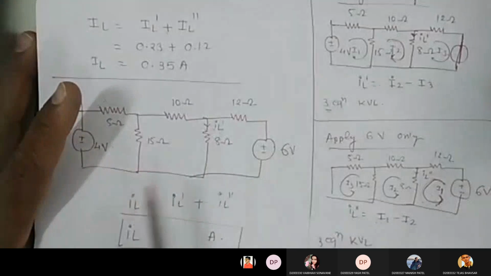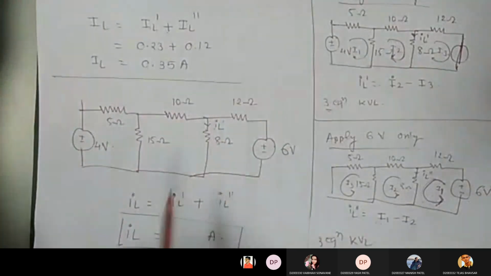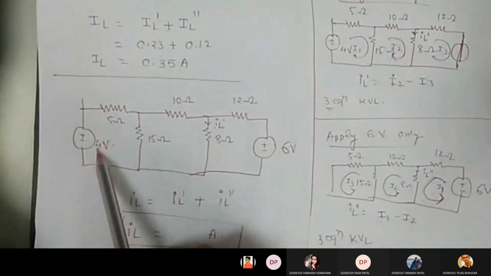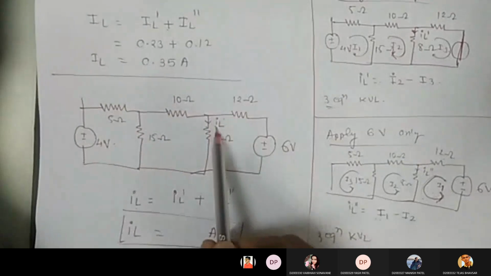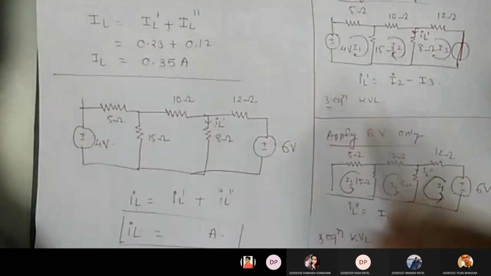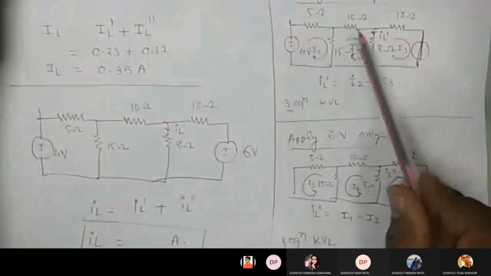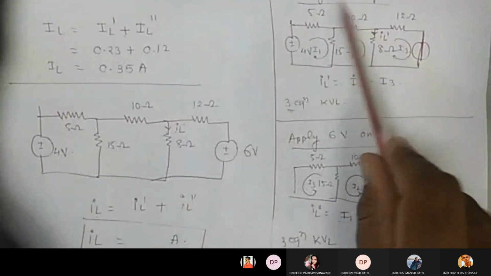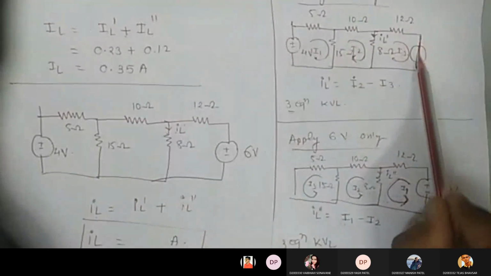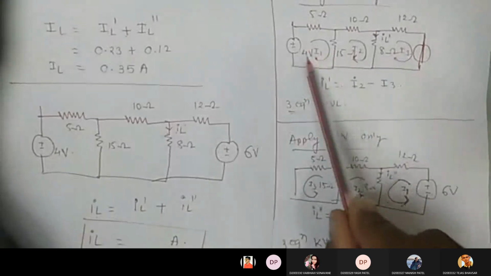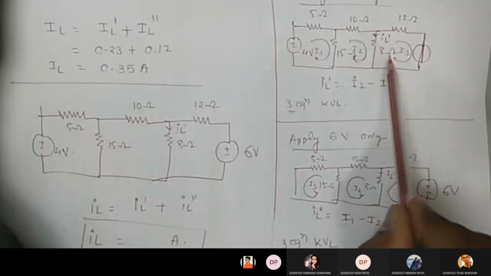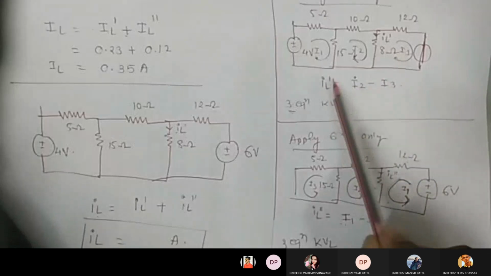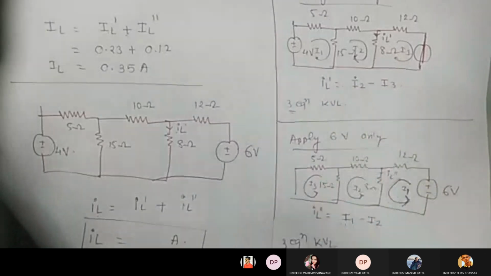Same, we have taken this example. I have given you in the homework 4 volt, 6 volt, 5 ohm, 15 ohm, 10 ohm, 8 ohm and 12 ohm. We want to find out IL. So I will apply each source at a time. If I am applying 4 volt only, I will be shorting the other one. Then I will have three currents, three meshes, and I will find the value of IL dash by finding I2 and I3.